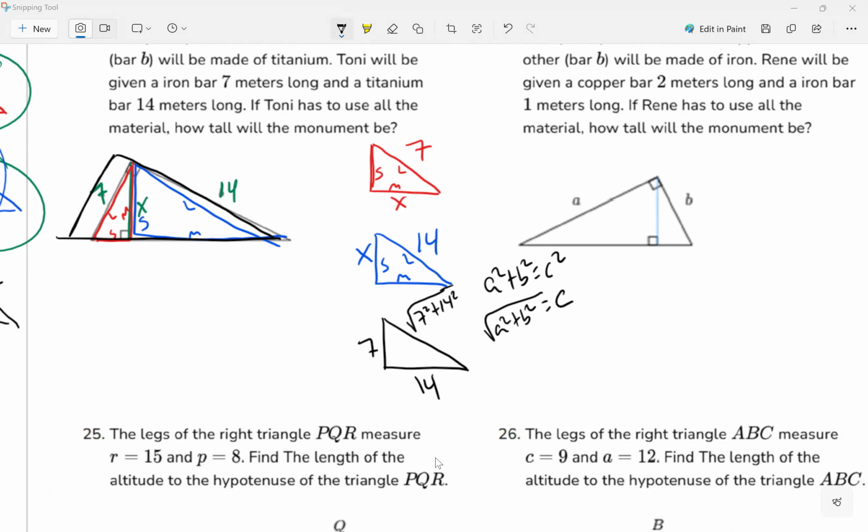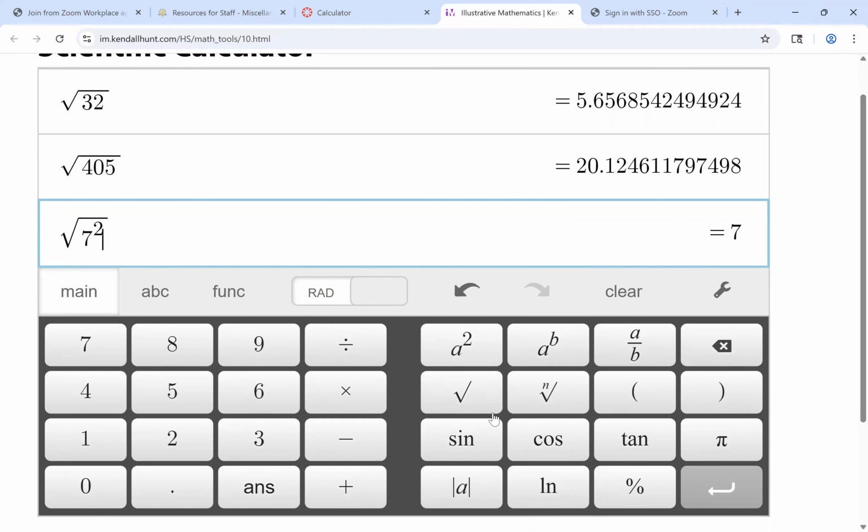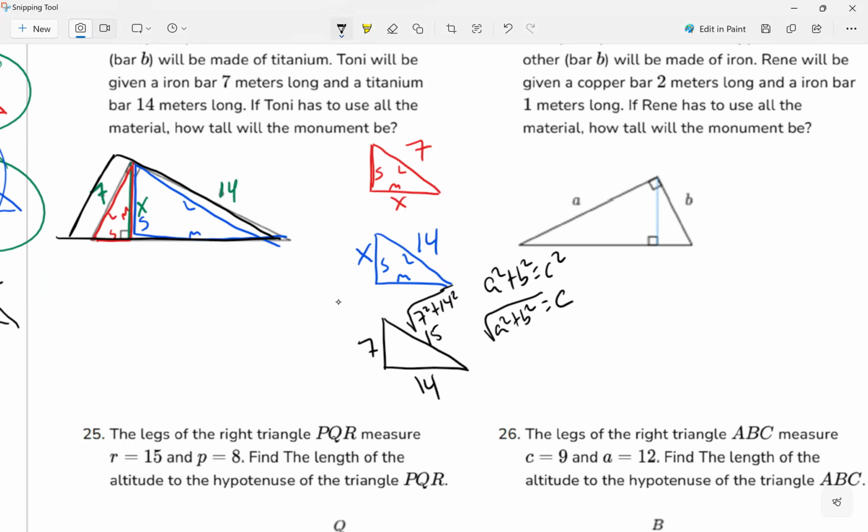I'm going to do the square root of 7 squared plus 14 squared. Enter. Ooh, that's a big number, right? Don't want to write it all. So let me just write the first four decimal places. So I'm going to call this 15.6524. Now I got choices.